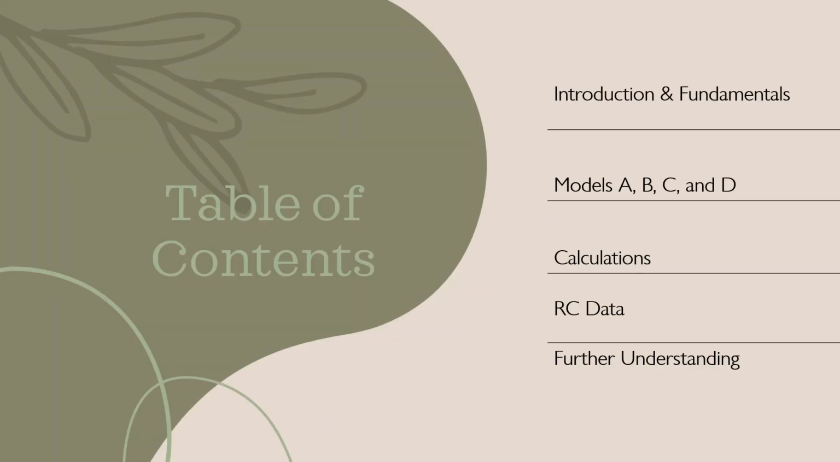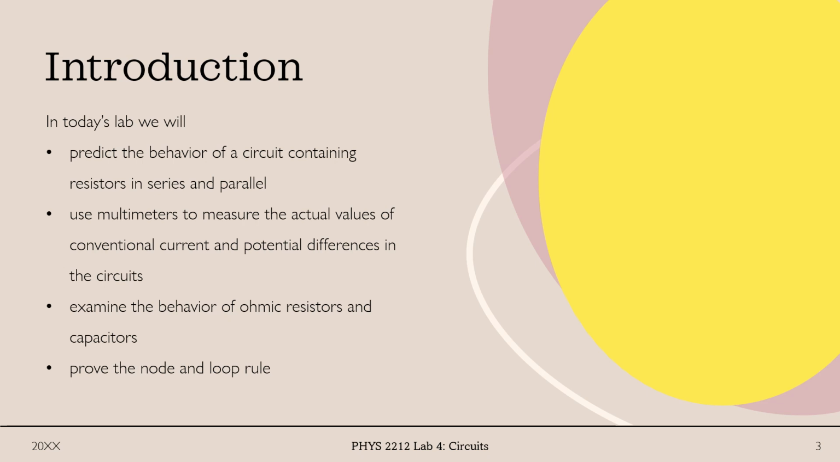In this lab, I'll walk you through different models, calculations, RC data, and some further understanding questions. In today's lab, we'll predict the behavior of a circuit containing resistors in series and parallel, use multimeters to measure the actual values of the conventional current and potential differences in the circuits, and examine the behavior of ohmic resistors and capacitors.